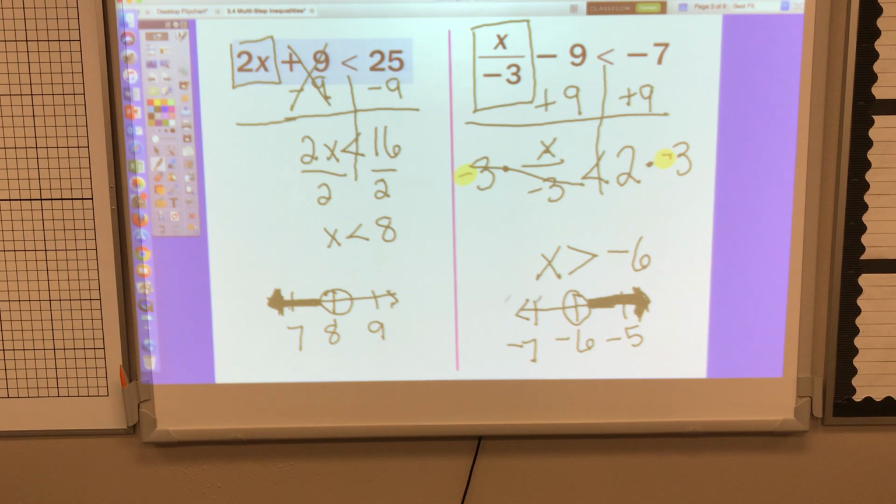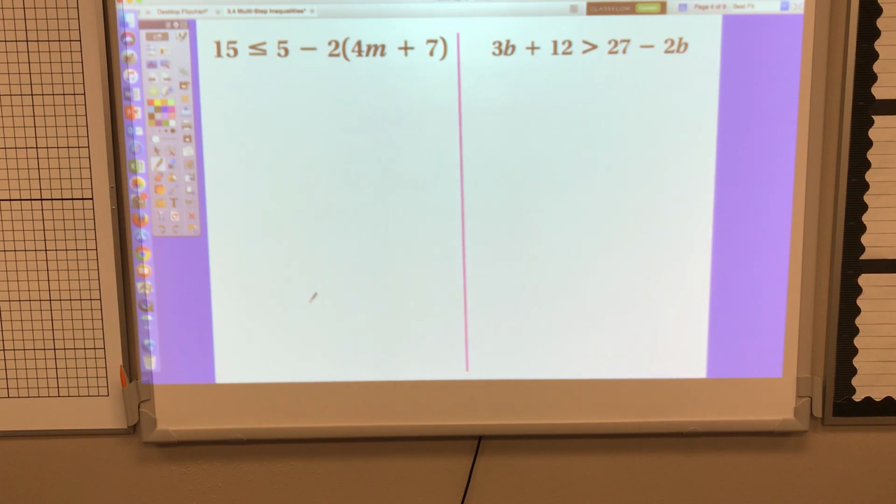Make sure you always check your directions if they want your solution graphed or not. Okay, so those were 2 steps. Let's look at some other ones. 15 is less than or equal to 5 minus 2 times the quantity of 4m plus 7. First step I see, there's parentheses, so I need to distribute.